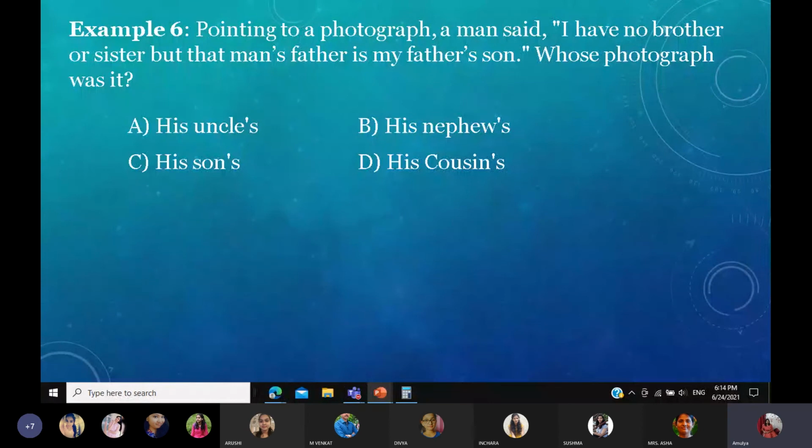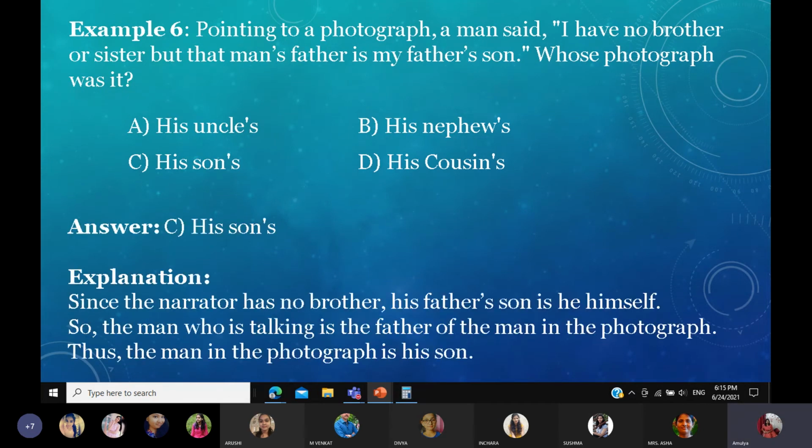Here is the next one. It's the same topic. Pointing at a photograph, a man said, "I have no brother or sister, but that man's father is my father's son." Whose photograph was it? His uncle's, his nephew's, his son's, or his cousin's? Anybody?